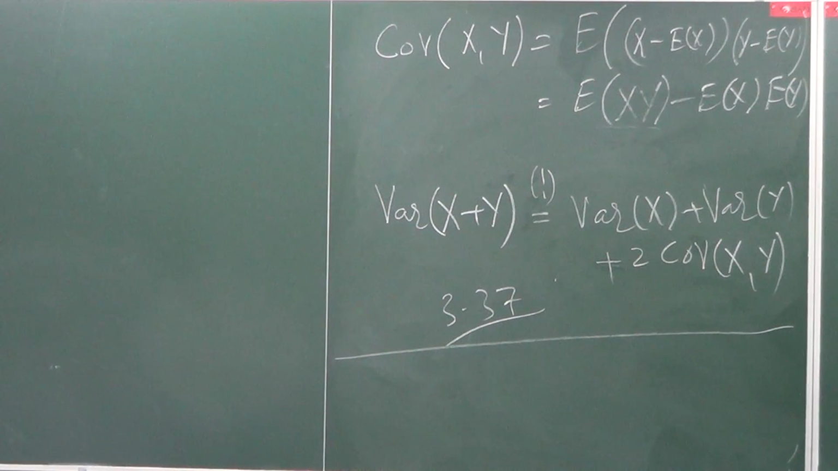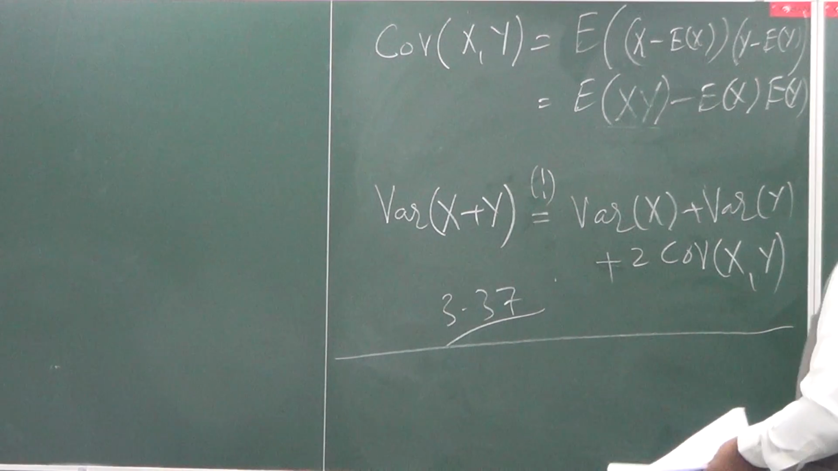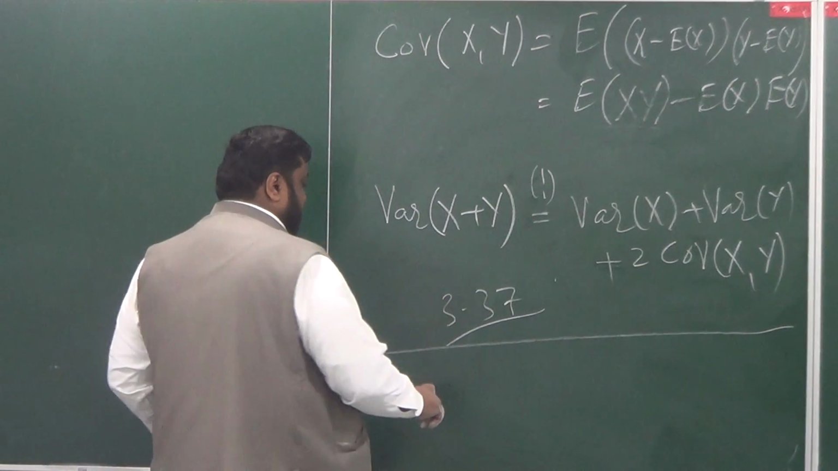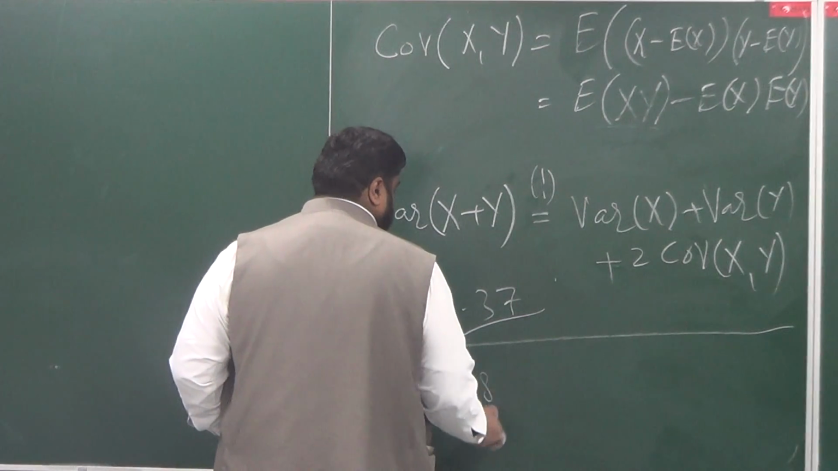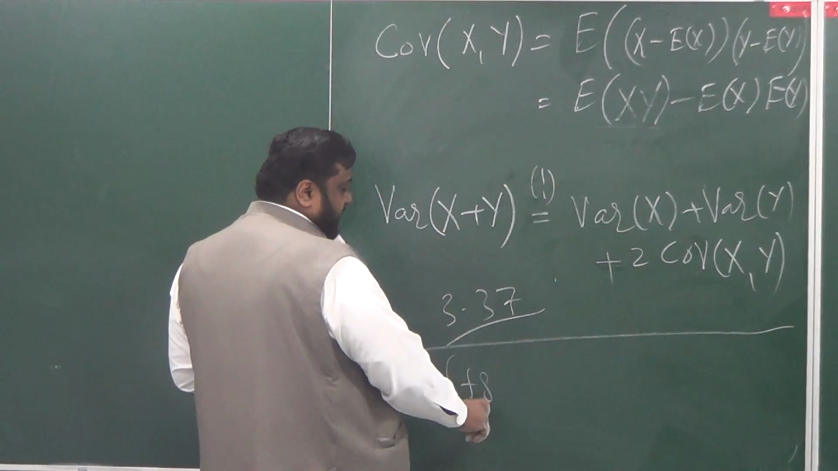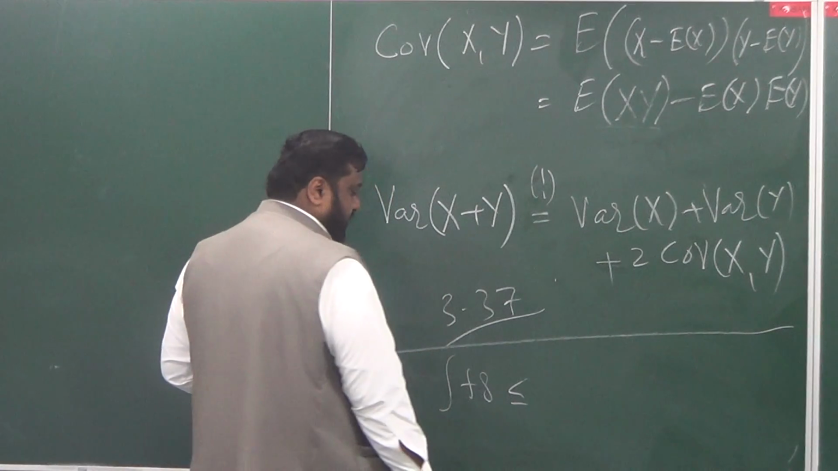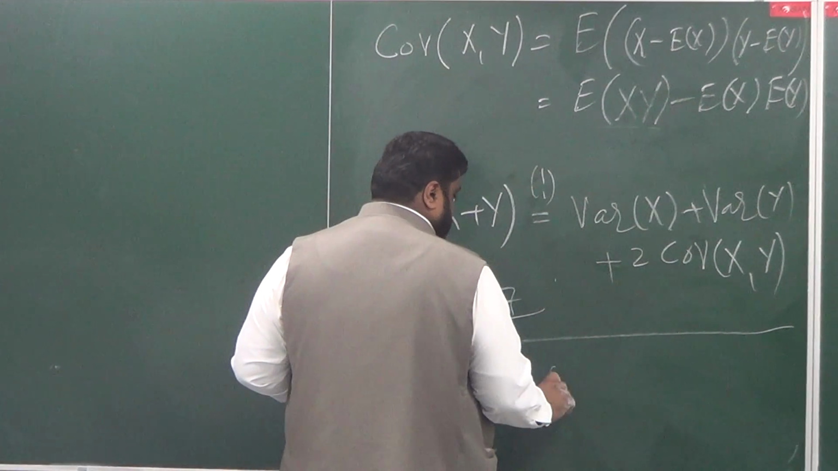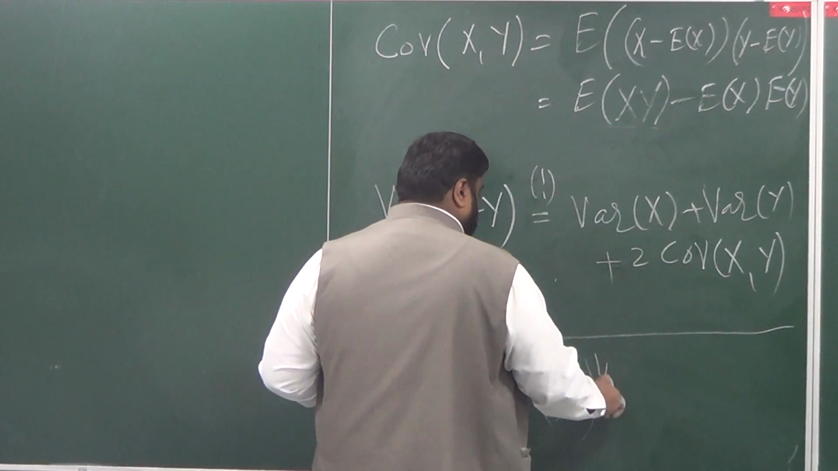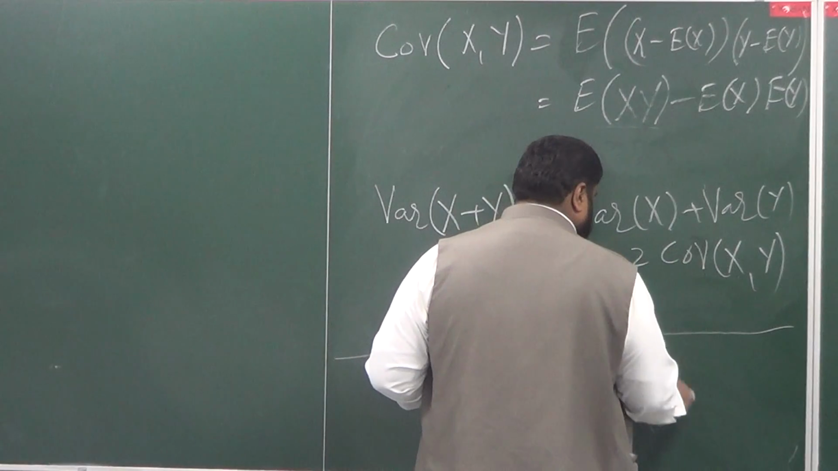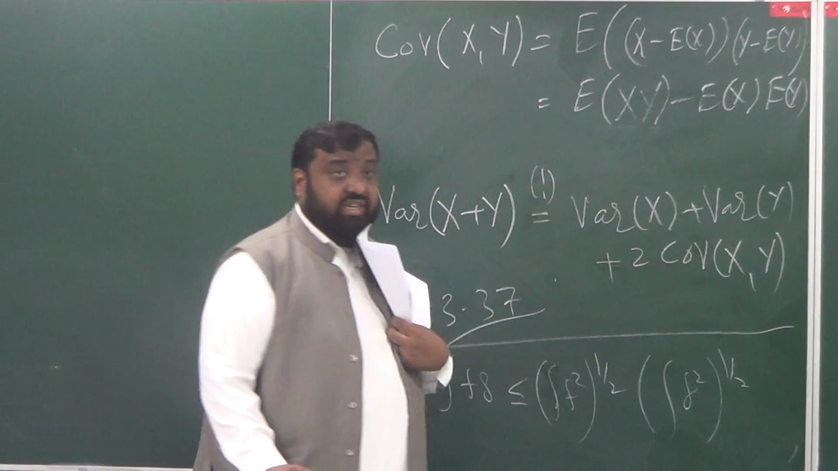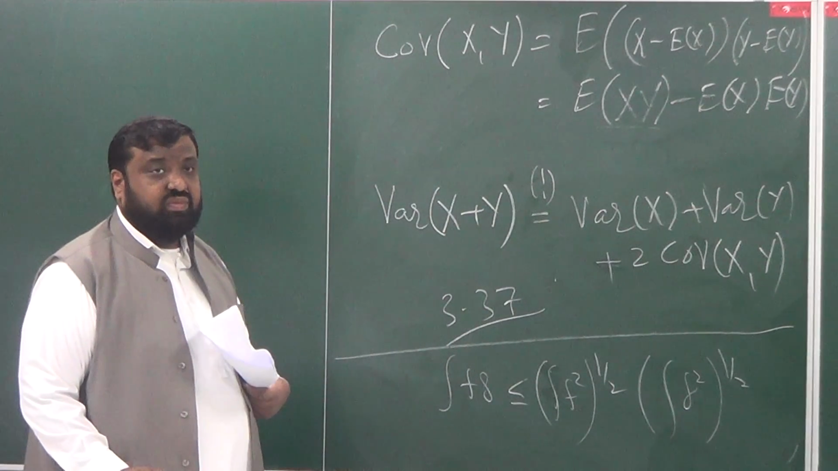Explain that the expectation of xy is less than or equal to... Okay, here's the thing. So the Cauchy-Schwarz inequality, for example, for integrals is what? So I know that if I have the integral of fg, and I'm integrating it in some sense, then this is less than or equal to the integral of f squared to the power 1/2 and g squared to the power 1/2.